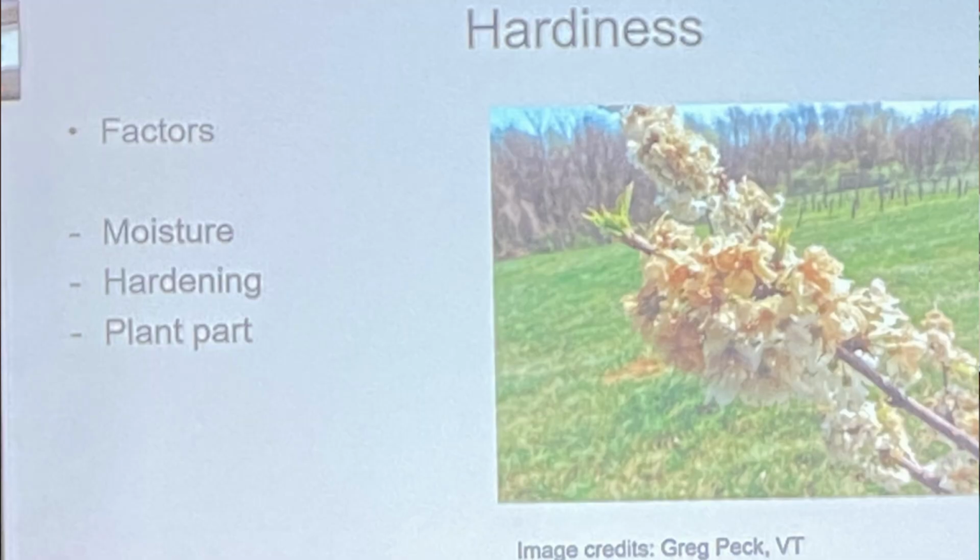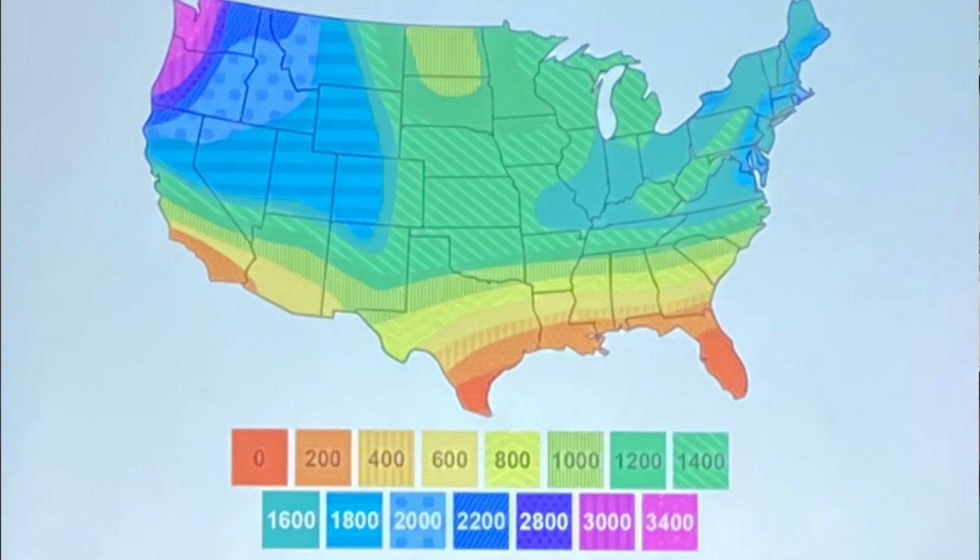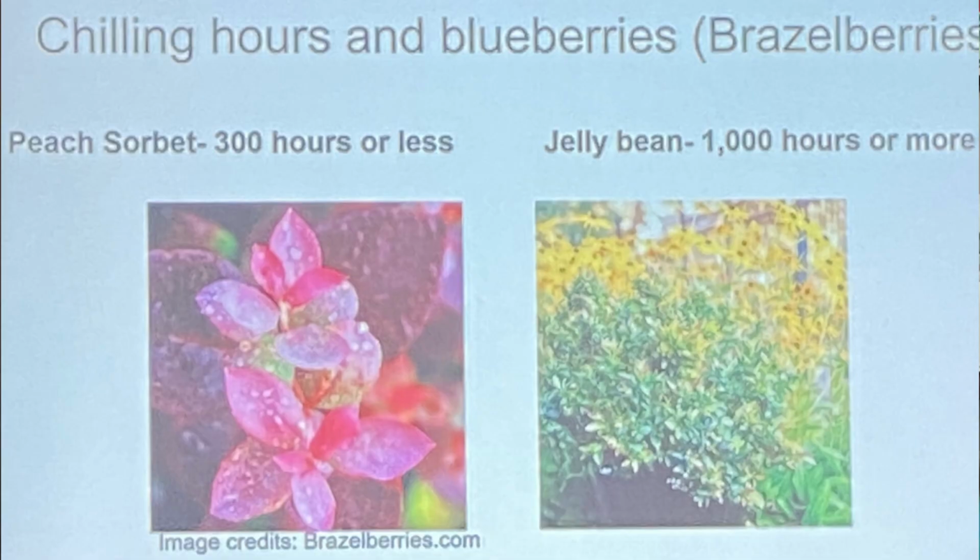Hardiness factors are moisture, hardening, and plant parts. And this diagram shows how many chill hours. So we are, looks like, kind of light blue, so maybe 1600 chill hours. That's kind of like stratification, I believe. Chilling hours in blueberries or brazzleberries: Peach Sorbet is 300 hours or less, and Jelly Bean is 1,000 hours or more.